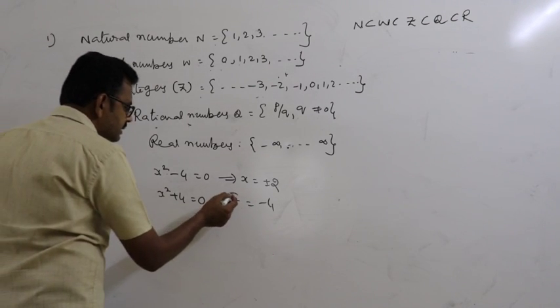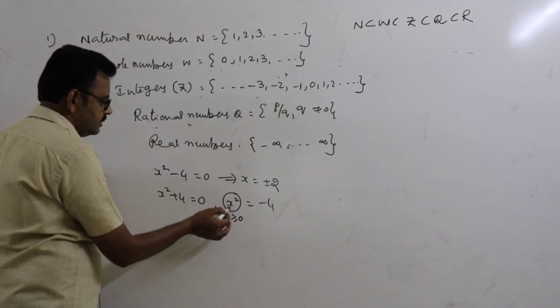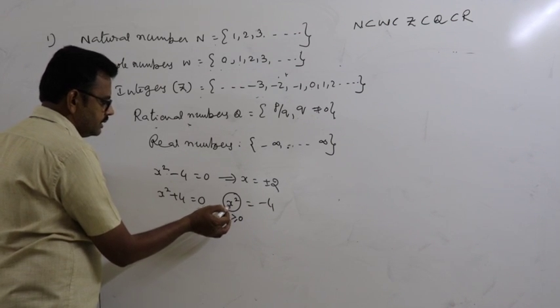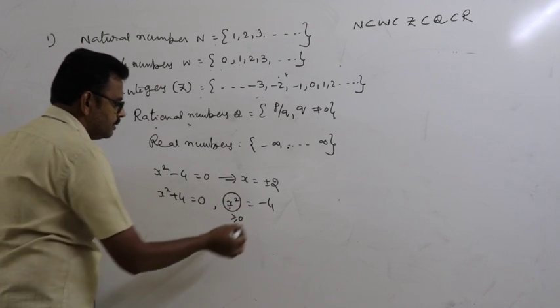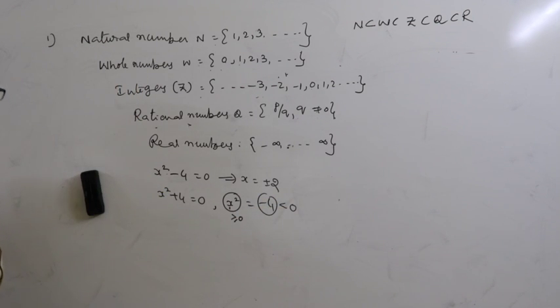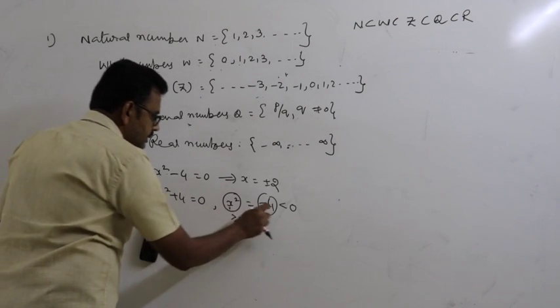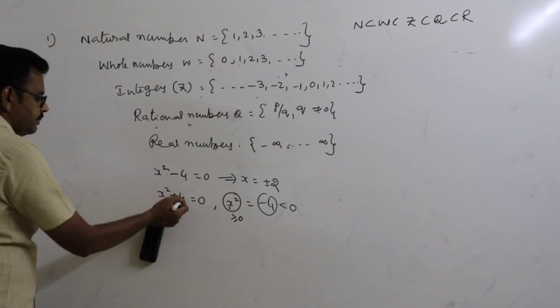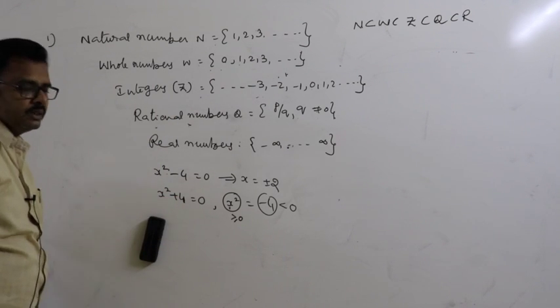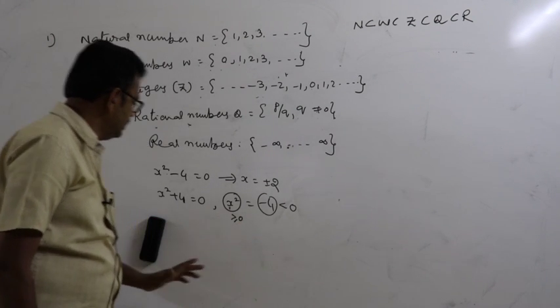X square is always greater than or equal to 0. If you write x equal to 0, the value is 0. x equal to 2, value is 4. x equal to minus 2, the value is plus 4. What about minus 4? It is less than 0. For this, there is no real solution. x square plus 4 equal to 0 has no solution in the set of all real numbers.